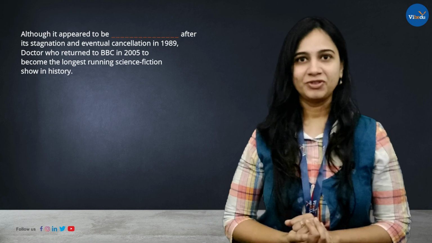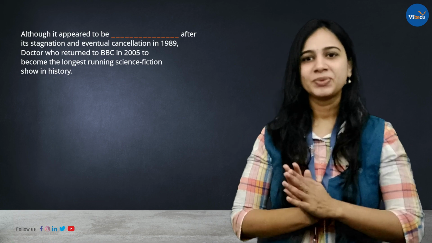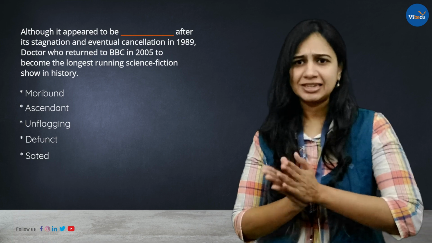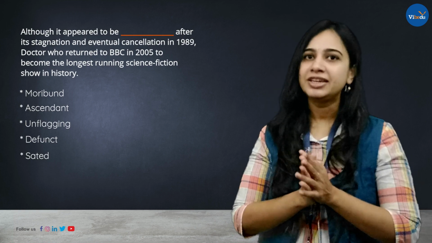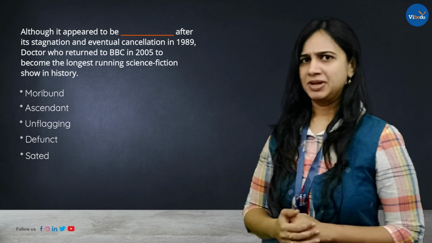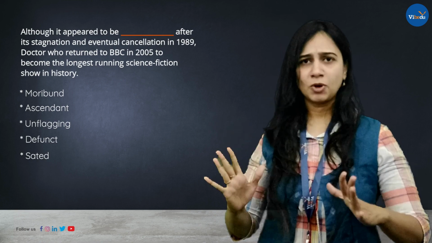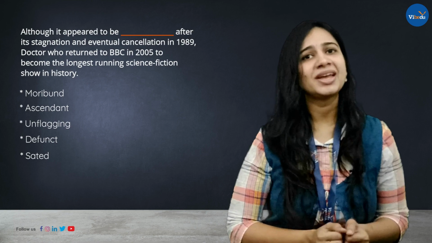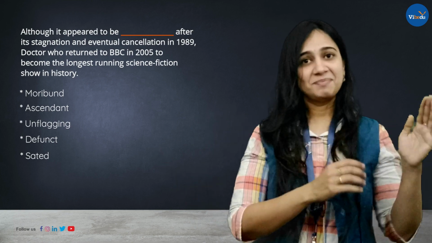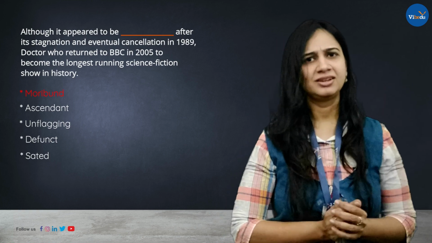Now our third step, we have to find synonyms, or the same answer but in different words. So let's have a look at examples. Moribund, ascendant, unflagging, defunct and sated. Now we'll go for elimination. So moribund, what is moribund? Anyone knows? So moribund is climax. Again, climax is not the end. Climax is coming to the end. So no, that cannot be the answer.